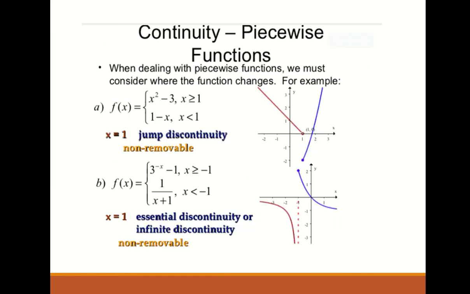Next, we have continuity of piecewise functions. When dealing with a piecewise function, we must consider where the function changes. For example, we are given this piecewise function. When you graph this one, you will see this kind of graph. I'll not give you the details on how to graph this one. We have talked about this several times already, so I'm hoping that you know how to graph this one.